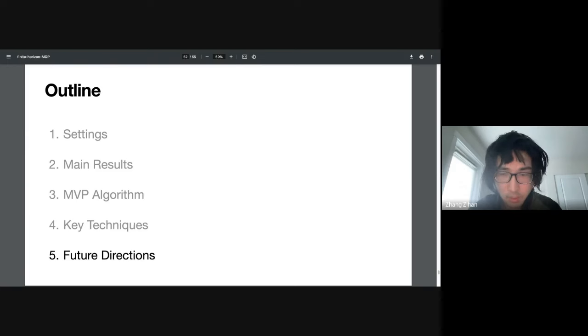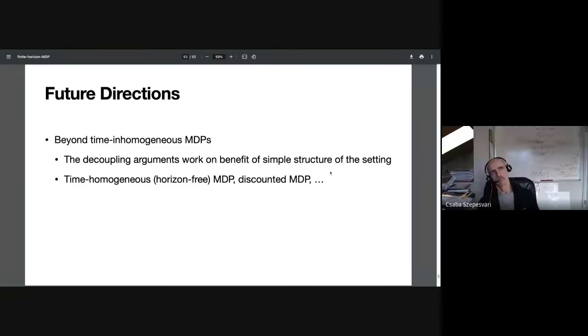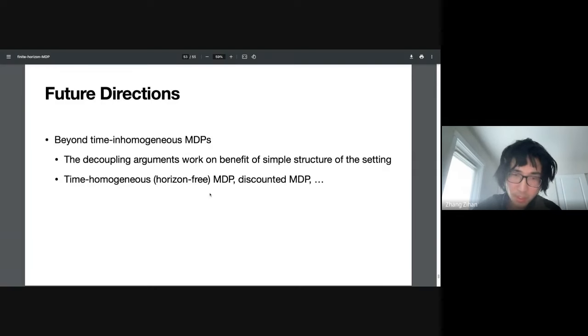So here are some future directions which I think are very challenging. The first direction is to study the same problem beyond time-inhomogeneous MDPs. In this work, our decoupling arguments work because the structure of the finite-horizon MDP is very simple. So the samples after the H layer are clearly decoupled from the samples before the H layer. But for time-homogeneous MDPs and discounted MDPs, their argument does not work. I think we need more effort to establish new decoupling arguments. And a more challenging problem is: is it possible to prove a horizon-free regret bound without the lower order term? I think I have mentioned that MVP achieved a regret bound of square root of SAK plus S square A. So how to eliminate the second order term, S square A? That is also an interesting problem.